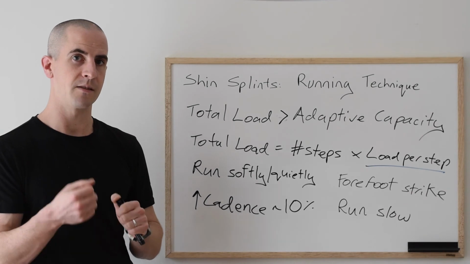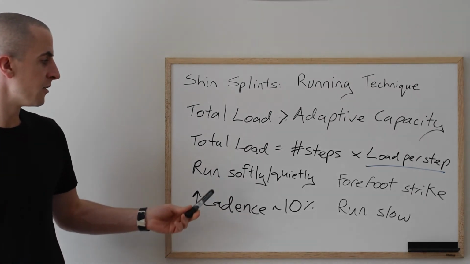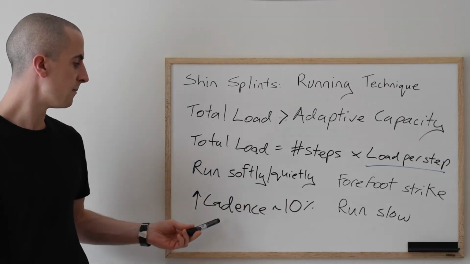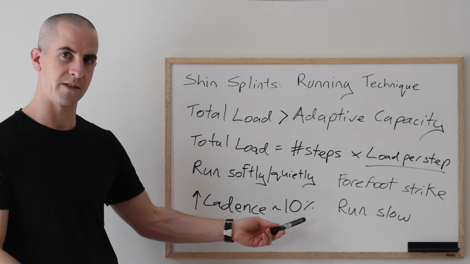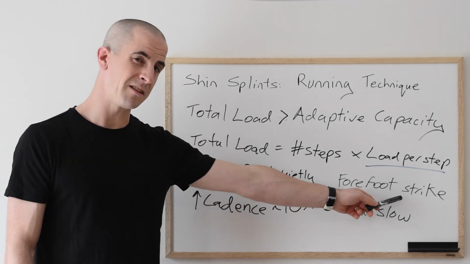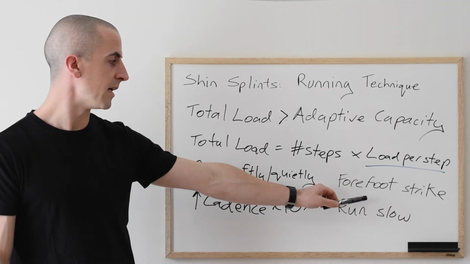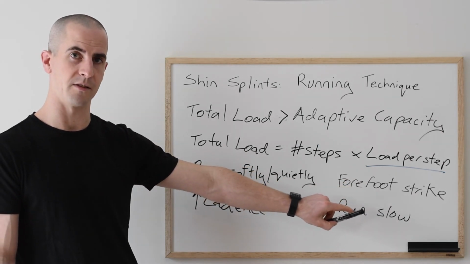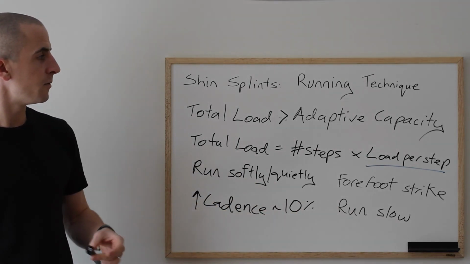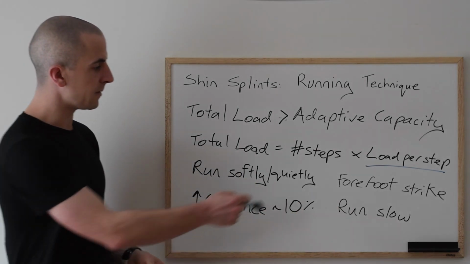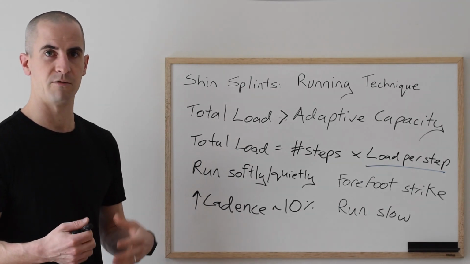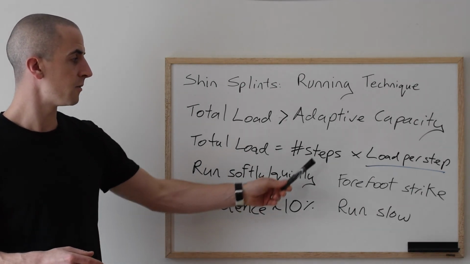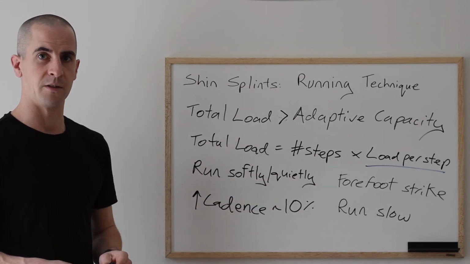If we're going to do that, some of the ways we might think about doing it are trying to run more quietly, maybe increasing our cadence by around 10%, considering a forefoot strike, although I'd put it lower down the list, and potentially running slower as well so that the forces go down. So these are some strategies you can consider from a running technique perspective. You also want to manage the amount of running volume you're doing.